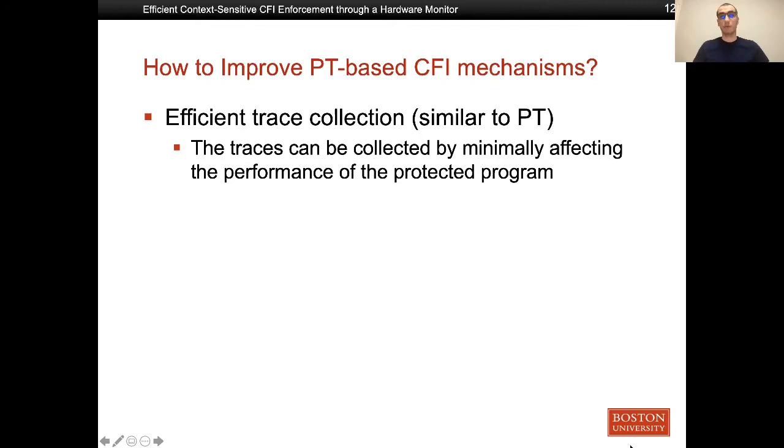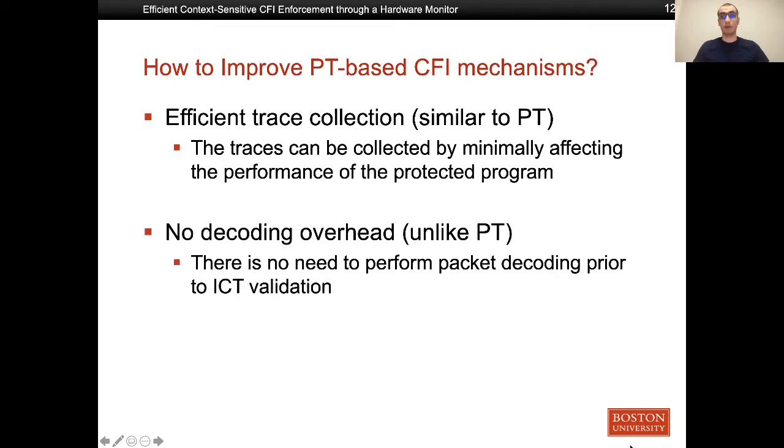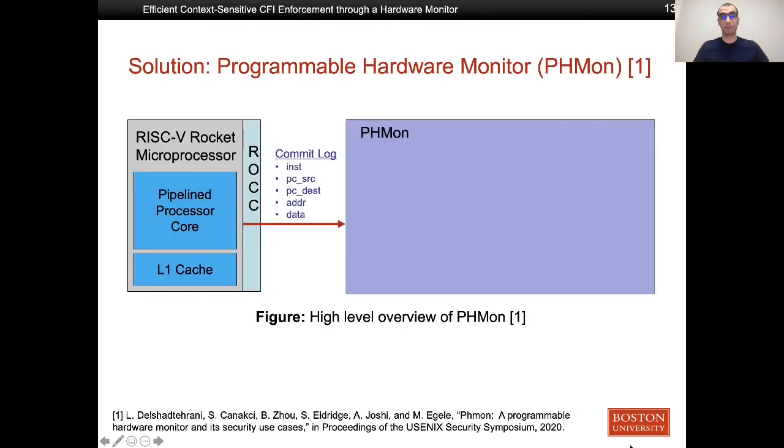How can we improve PT-based CFI mechanisms? Similar to PT, we need to collect the traces efficiently by minimally affecting the performance of the protected program, and additionally, unlike Processor Trace, we shouldn't perform any packet decoding prior to ICT validation. In our work, we leverage a programmable hardware monitor called PHMon to achieve this goal.